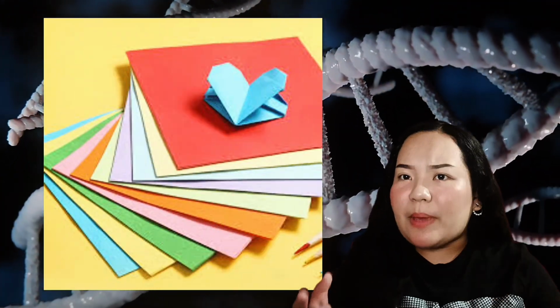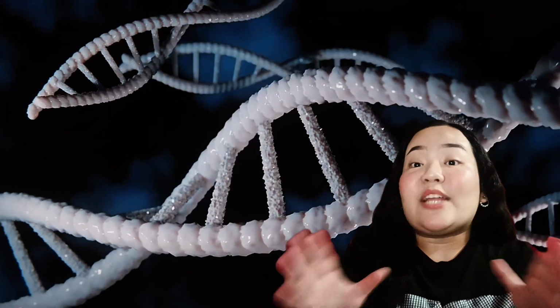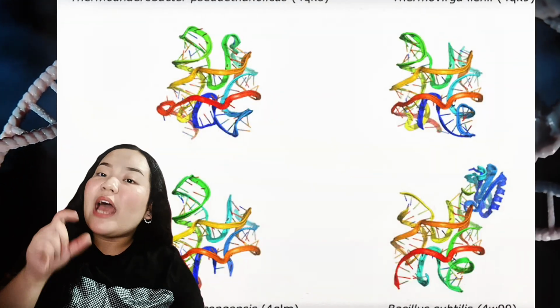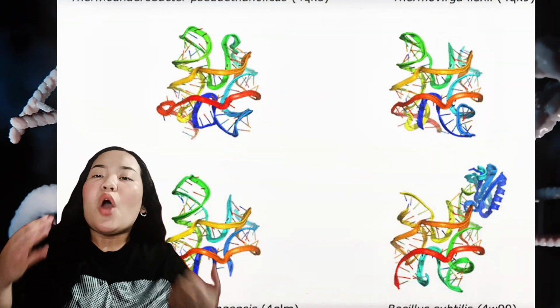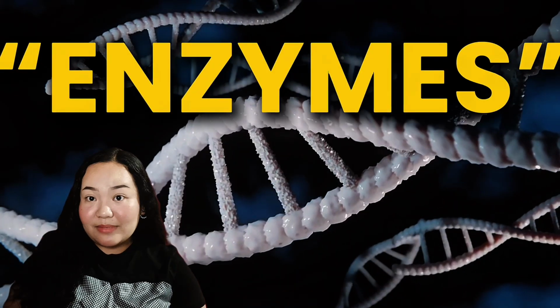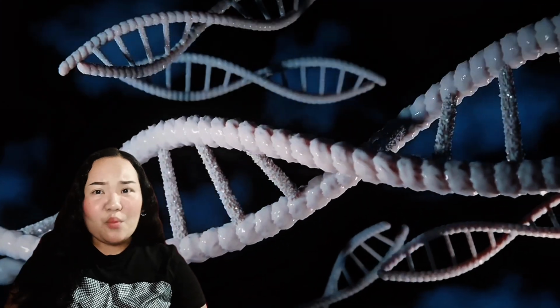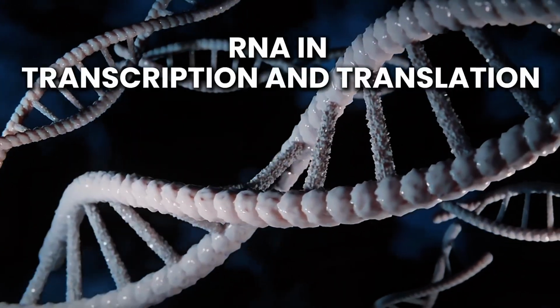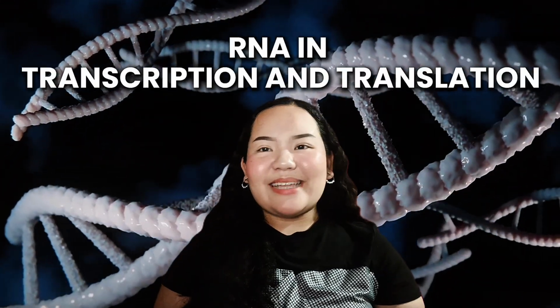Let's use an analogy. Imagine a flat piece of origami paper. If you fold it the right way, you can make a crane, a boat, or a heart. That's what RNA does. It folds itself into shapes that help regulate gene activity or even catalyze chemical reactions like enzymes. But have you wondered, can DNA fold like this? Not really.